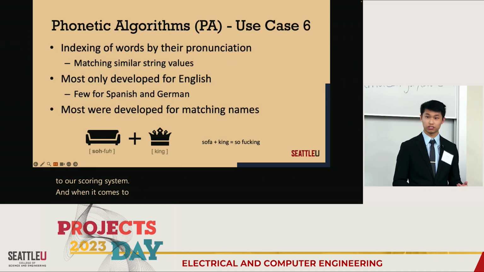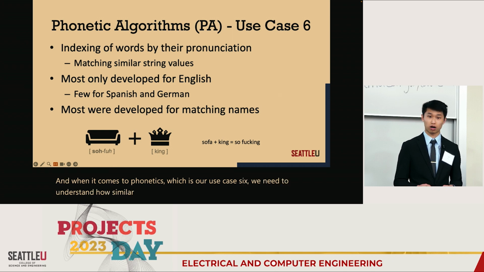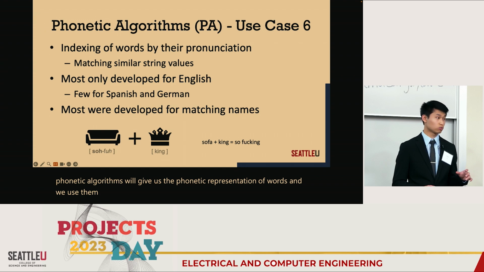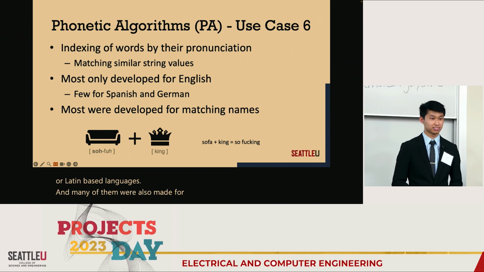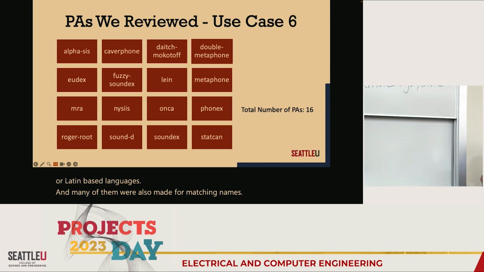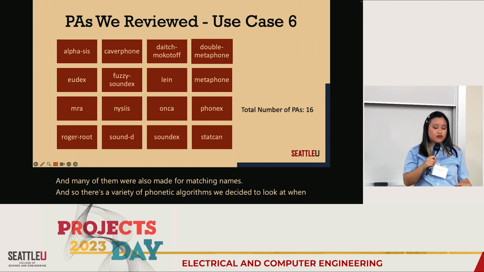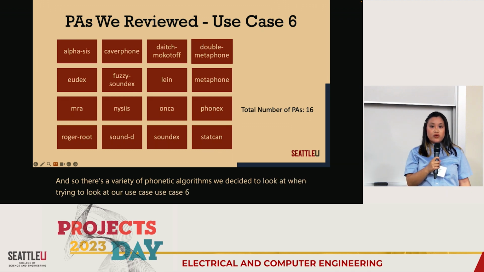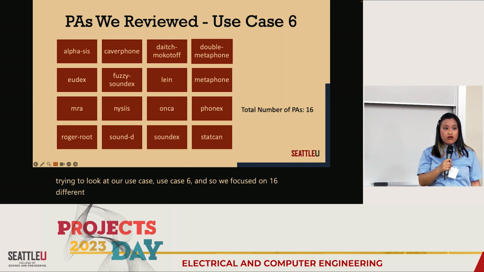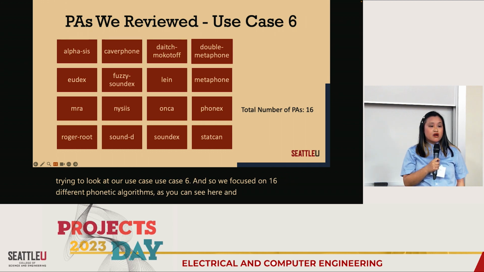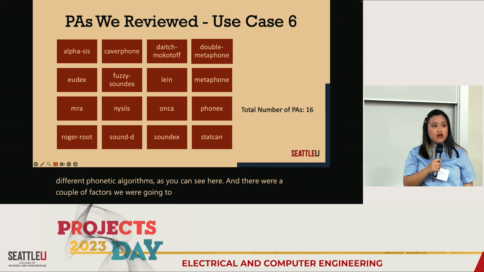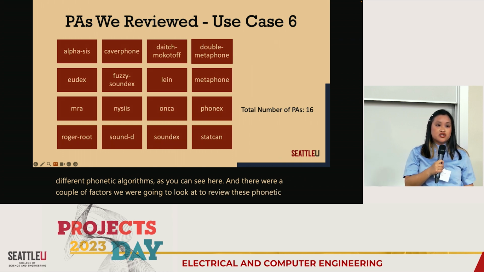And when it comes to phonetics, which is our use case 6, we need to understand how similar 2 words are phonetically. For this, a lot of phonetic algorithms will give us the phonetic representation of words. We use them because a lot of them were developed specifically for English or Latin-based languages, and many of them were also made for matching names. There's a variety of phonetic algorithms we decided to look at for our use case 6, and we focused on 16 different phonetic algorithms, as you can see here. There were a couple of factors we looked at to review these algorithms in order to choose some to implement.